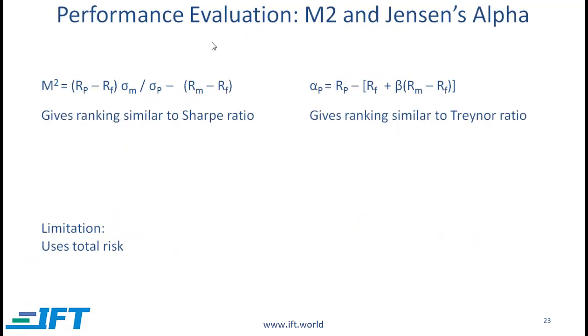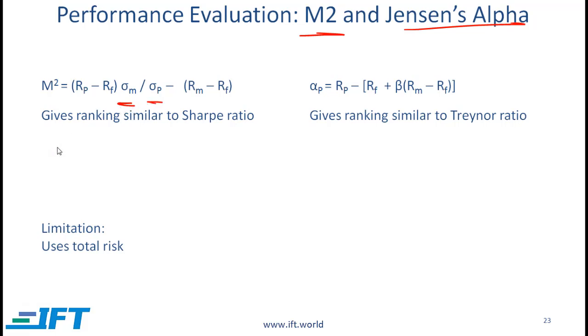Moving now to two more performance evaluation measures, M squared and Jensen's alpha. We have M squared on the left, which is shown right here. M squared gives similar rankings to the Sharpe ratio because both M squared and Sharpe ratio use total risk.